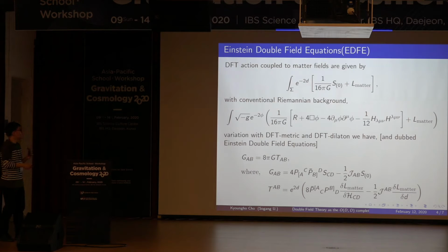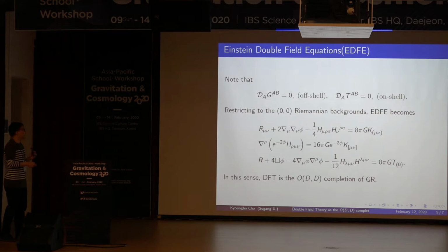So focusing on Riemannian background, the DFT action is given as follows, and by variation of the action with respect to DFT metric and dilaton, we denote the equation of motion itself as Einstein double field equations. So like Einstein equations, these Einstein double field equations obey these off-shell and on-shell equations, and specifically in Riemannian background, this equation reduces to these 3 sets of equations, and this is also when there is no matter. This is also well known in supergravity limits. So in this sense, double field theory is the ODD completion of general relativity.